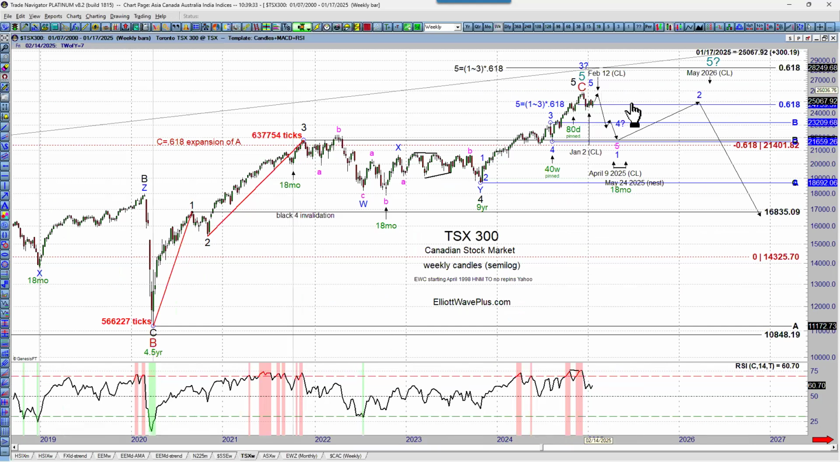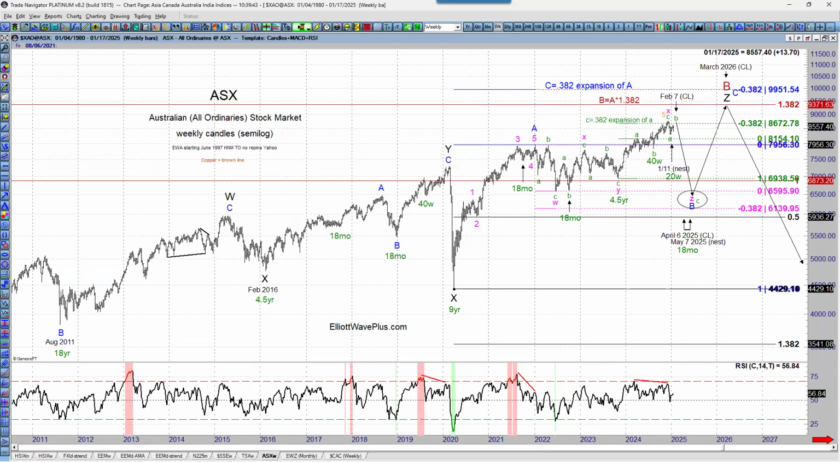Canadian stock market also looking to continue this bounce that we got last week up through mid-February and then down into April. Also looking for the Australian stock market to continue the bounce that we've been seeing lately into early to mid-February before moving down into the April-May timeframe.